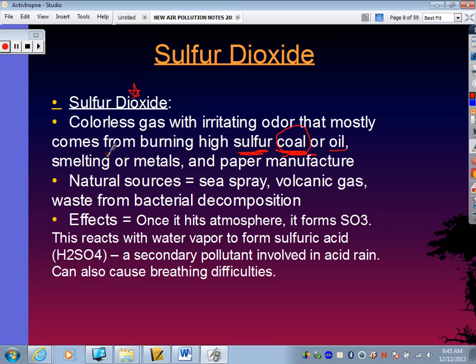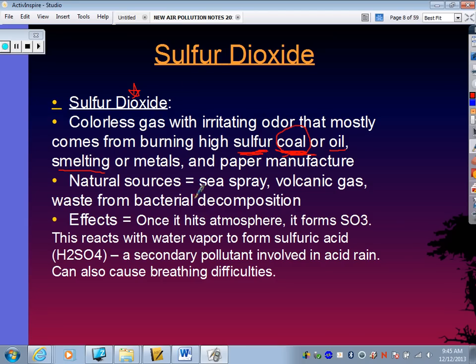Okay, you can also give off sulfur from the smelting of metals. Smelting is when we extract an ore. We did our mining unit. So you extract your ore. You have to melt off the metallic product that you're trying to get from that ore. Okay, so when you smelt the ore, it's going to release sulfur dioxide as well. And then also making paper gives off sulfur dioxide.